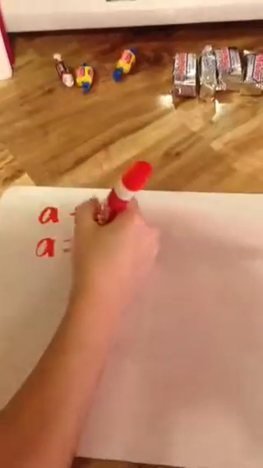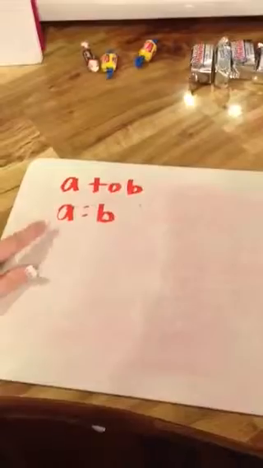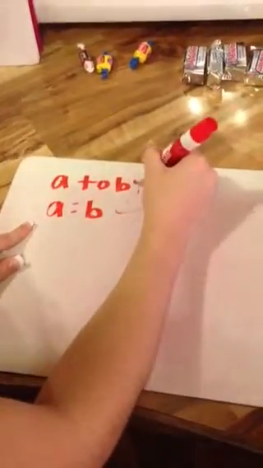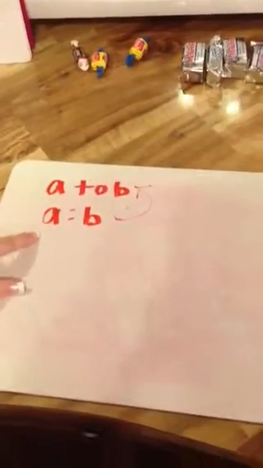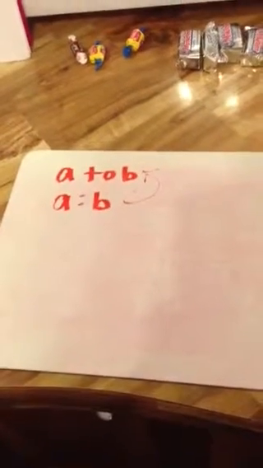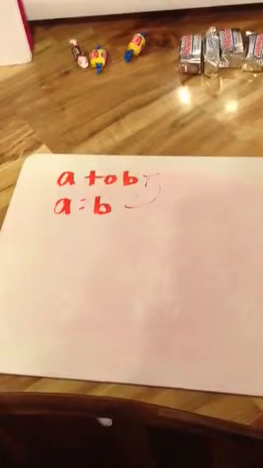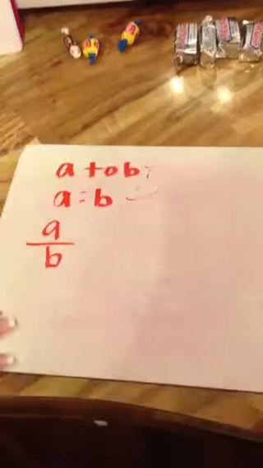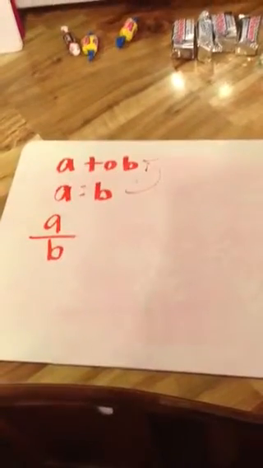A second way you can express a ratio is by using a colon, as in A colon B. The way that you say this ratio is the exact same as you would say this. This is still read as A to B. The third way you can express a ratio is by writing it as a fraction, which is simply A over B. And it's read as A over B.